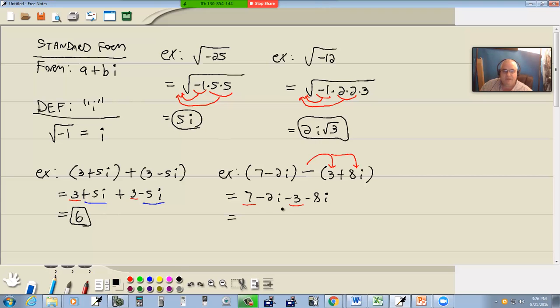Now combine numbers. 7 minus 3 is 4. And then we got negative 2i, negative 8i, which gives us a negative 10i. And that would be our answer.